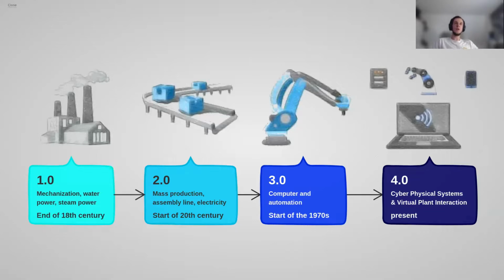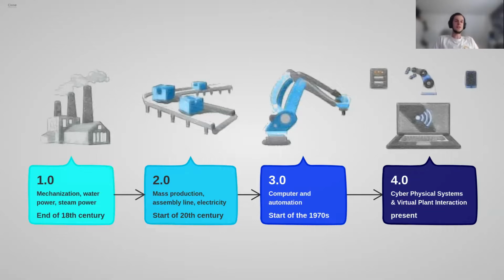We then got to the point where we started to use computers and automation, which is the start of the 1970s. And this evolved to the point where we are today. It's cyber physical systems and virtual plant interaction, which is the present for most of our companies. And they use heavily IT involved structures directly on the manufacturing line.